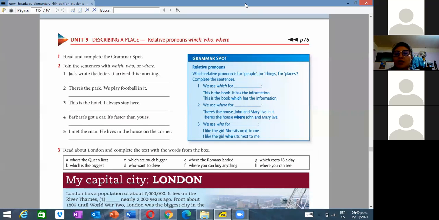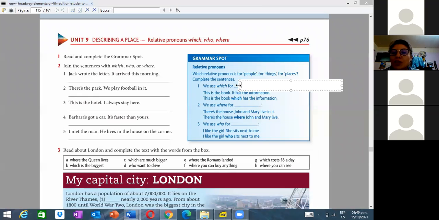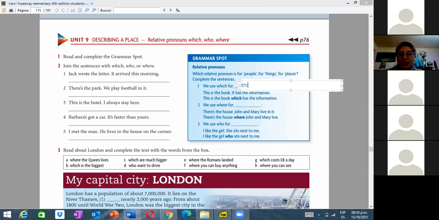Which, no, we use which for what? We use which for people, things, or places? Things. Things, right? Very good. Things. Objetos. Let's have a look at the example. This is the book. It has the information. Look at the first sentence, right? It's like two sentences. This is the book. It has the information. And as I said, we use relative pronouns to join the sentences.